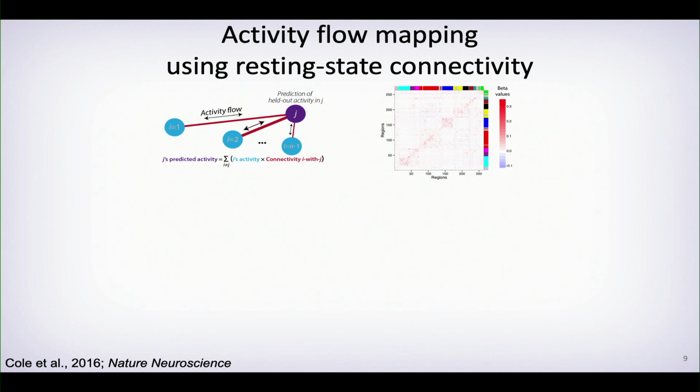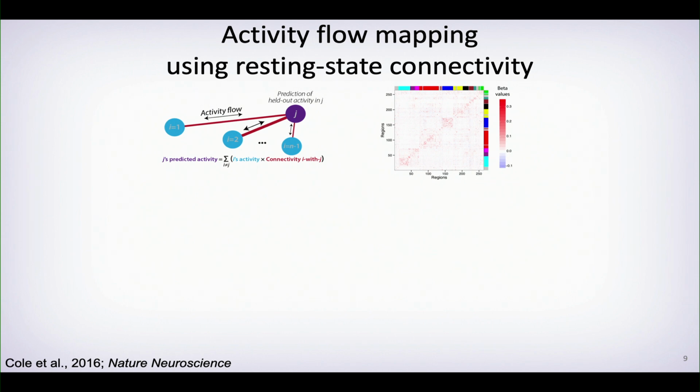So here's an illustration of the algorithm. We do this one region at a time using all the other regions' activity during a task, and we use resting state connectivity to tell us how much that activity is likely, in our predictive model, to influence held out region J, and then we sum all those together to make that one prediction for region J. We then move on and do that for every other region.